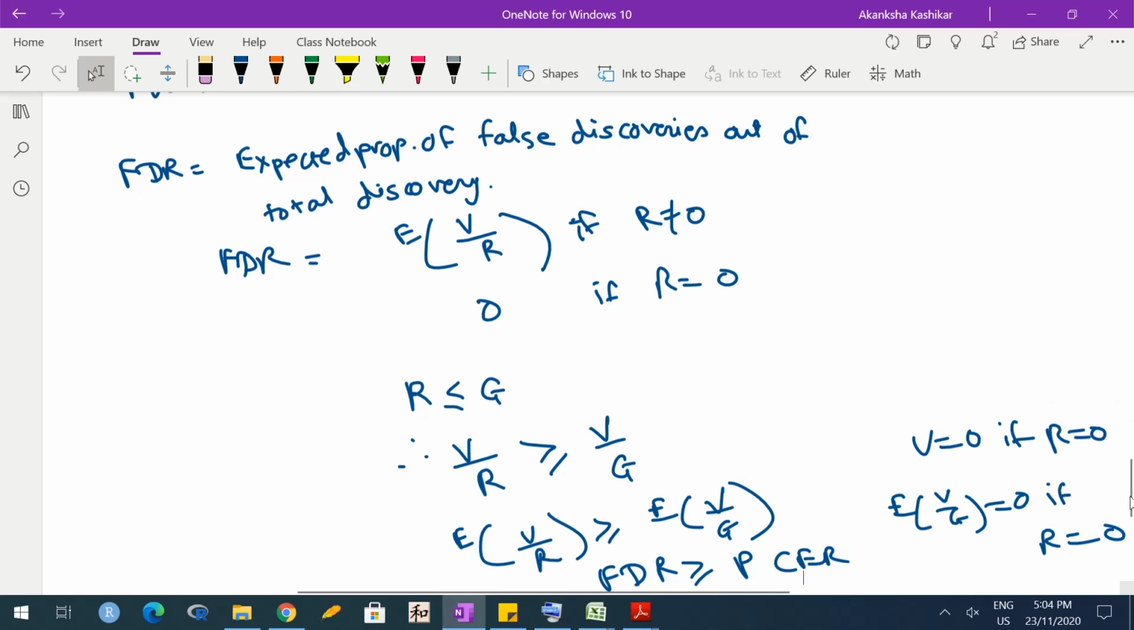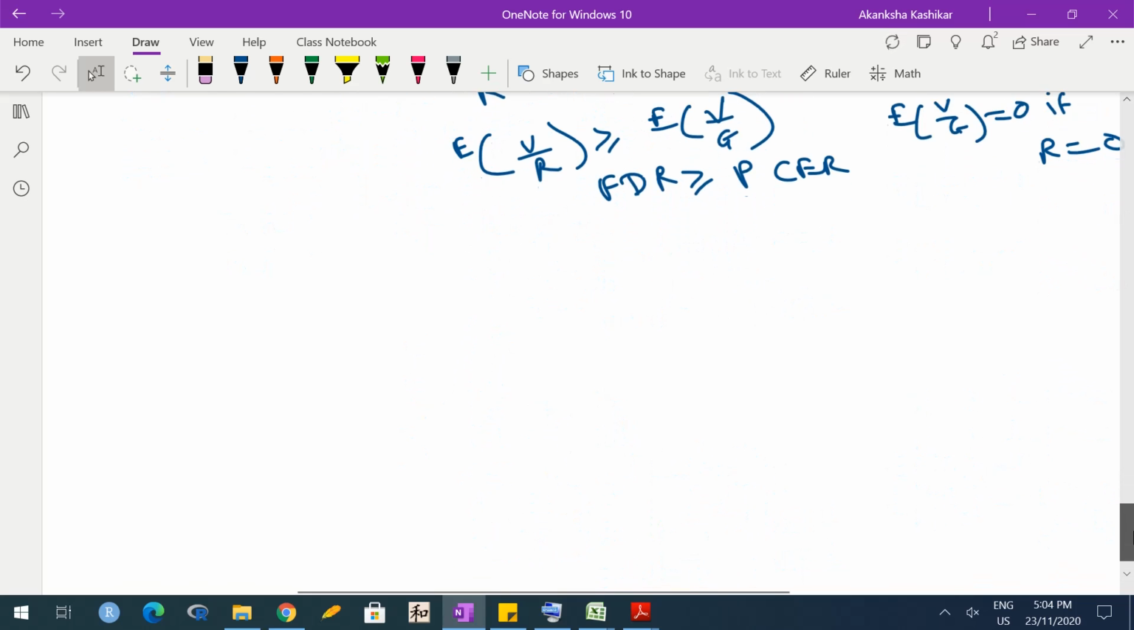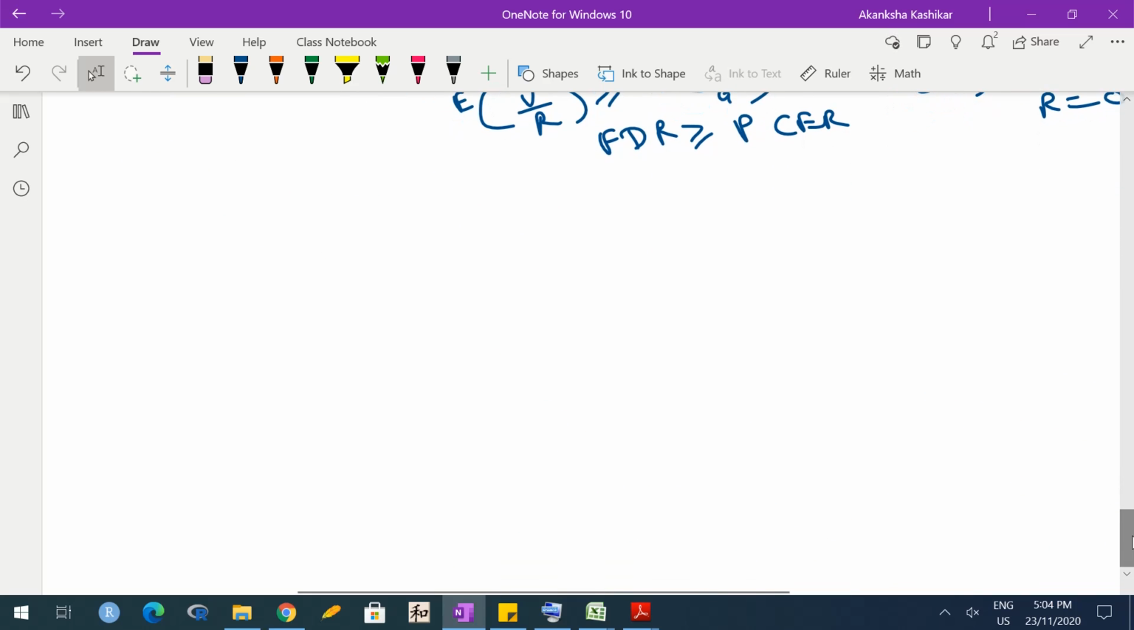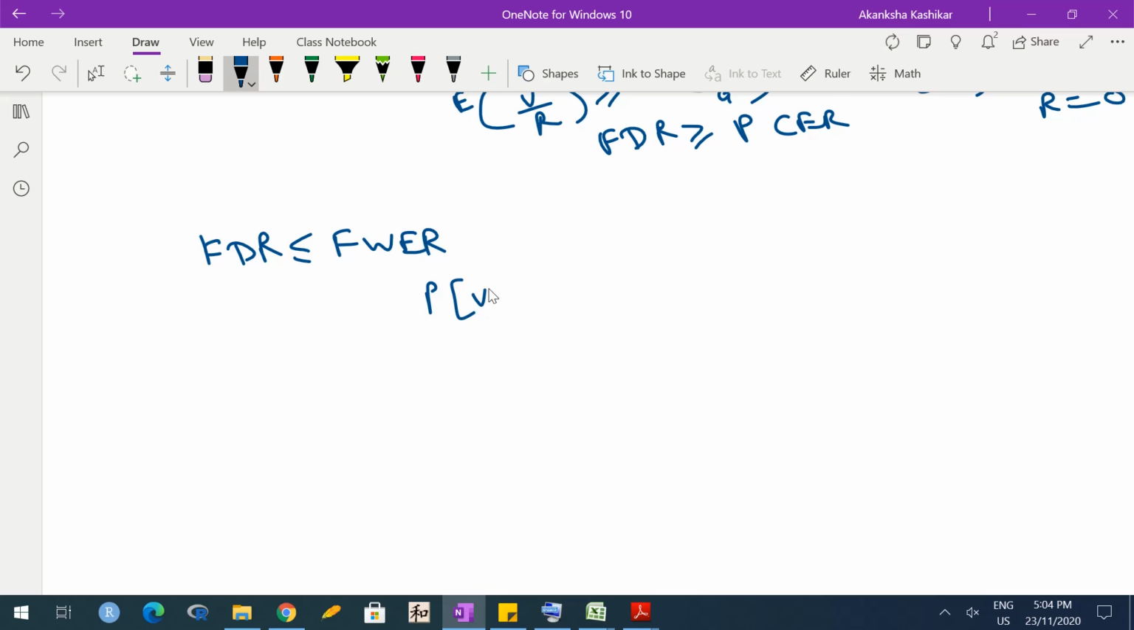Now, what about the relationship between FDR and family wise error rate? That is a slightly more evolved calculation. So we have to prove that FDR is less than or equal to family wise error rate. Correct? Family wise error rate is the probability of V greater than or equal to 1, and this is expectation of V by R. Of course, if R is non-zero. So this is to be proved.